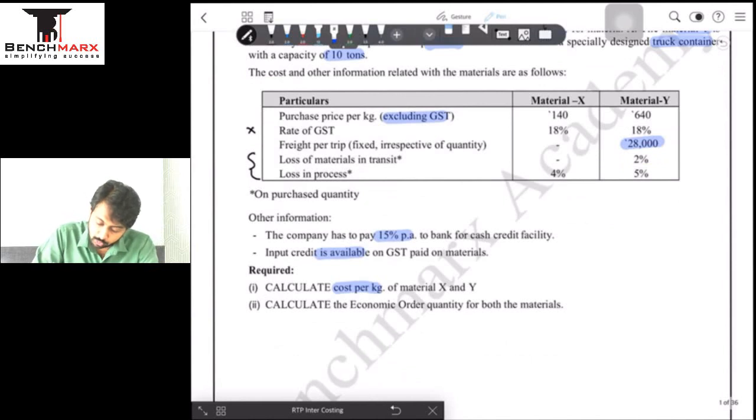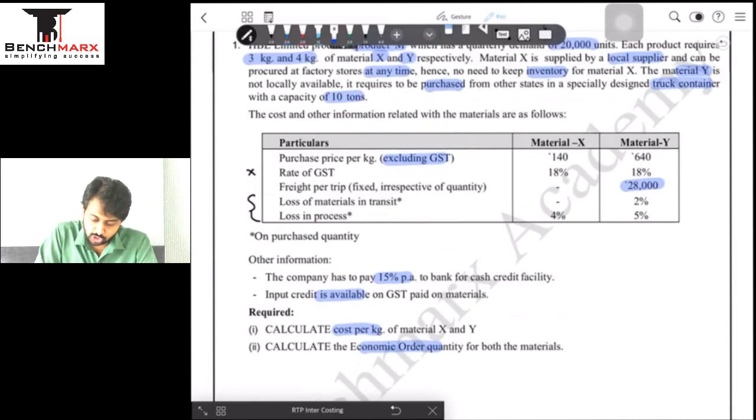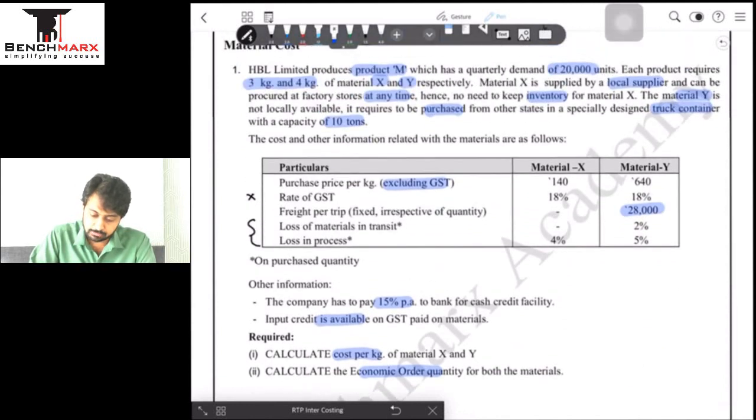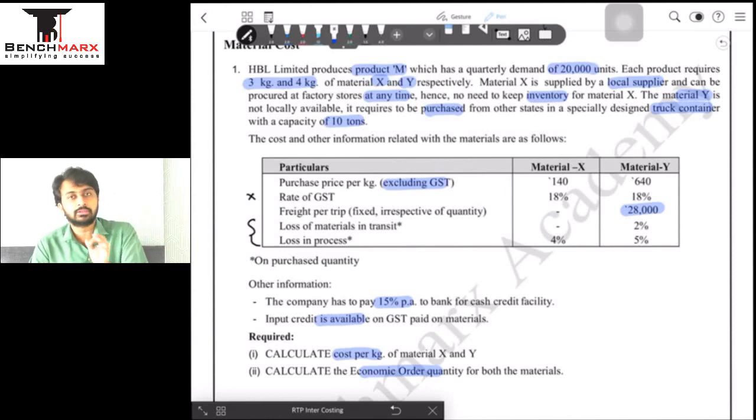Moving ahead. Compute the EOQ. EOQ is common, EOQ for both the materials. So once I get my annual consumption, once I know my CA and CI, it's all a question of using my formula and getting the answer. Theek hai, first things first. The first required part is my cost per kg. Now first of all tell me, what will come in your cost? As I said, in case of material X, purchase price will definitely come. GST will not come. Freight is nothing, loss is nothing, loss in process. So this will be knocked off from the denominator.